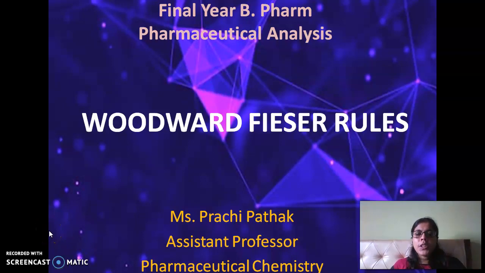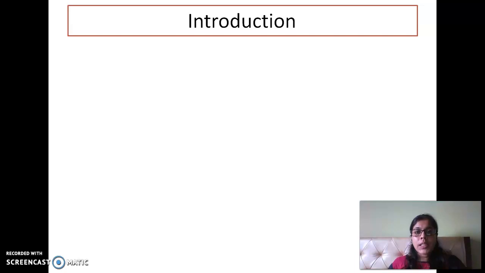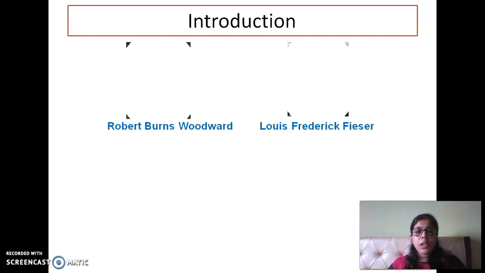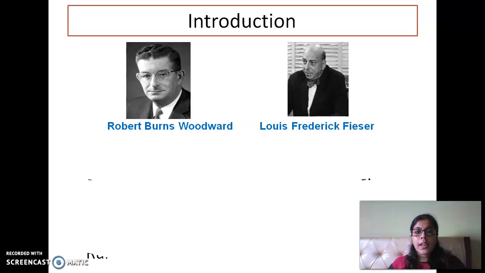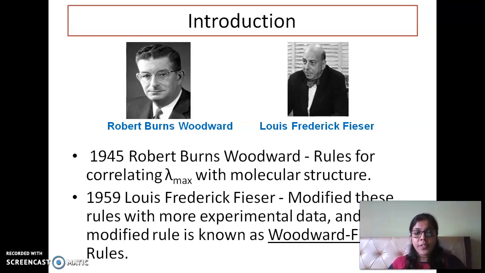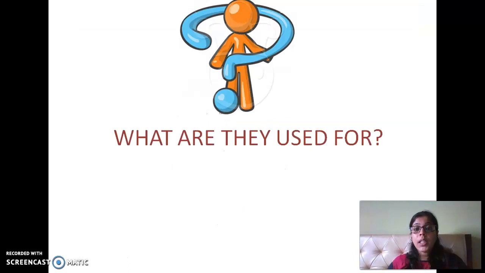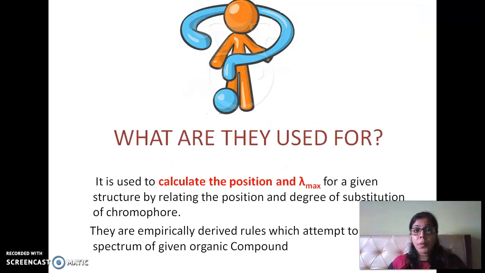Hi all, today we are going to see the next part of Woodward-Fisher rules, which is in the syllabus of final year B.Pharm Pharmaceutical Analysis. So last time we saw that these two gentlemen, Woodward and Fisher, in 1945 and 1959 came up with the rules correlating the lambda max with the molecular structure and helped us to predict the lambda max of the organic compounds, not experimentally but theoretically.